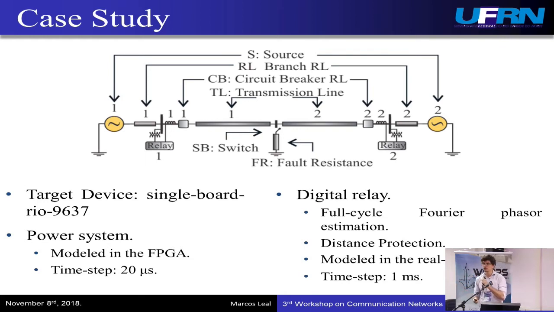The target device used was the single-board RIO 9637. The power system was modeled in the FPGA, and the relay was modeled in a real-time processor, but these two are on the same board, and they are in a closed loop. The loop that handles the relay operates at 1 microsecond, and the loop that runs the power system models runs at a time step of 20 microseconds.